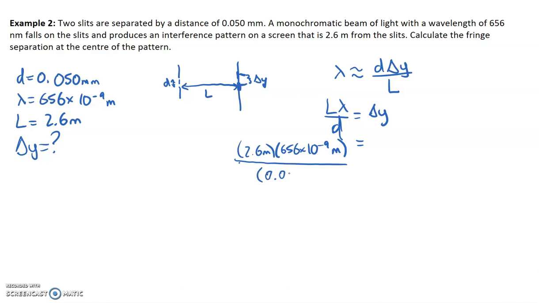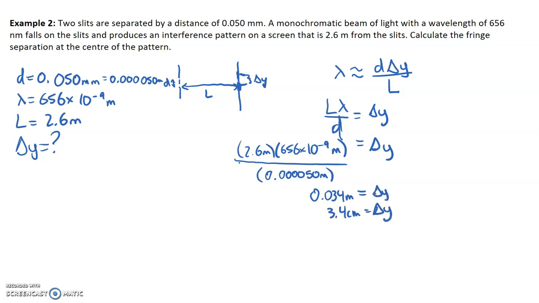0.0, we have to add 3 zeros. 1, 2, 3, 50 meters. Because this should be in meters, not millimeters. So 0.0, 1, 2, 3, and then the 50, which is 0.000050 meters. We sub that in, we do the math, and we get a value of 0.034 meters, which is 3.4 centimeters.